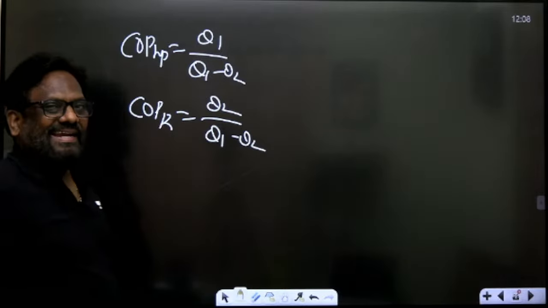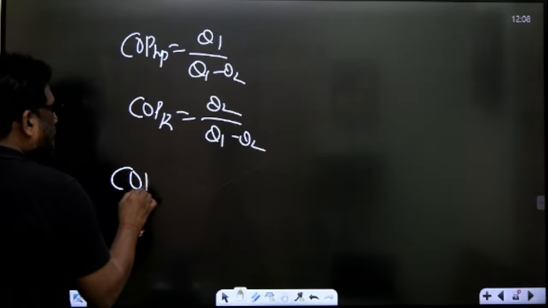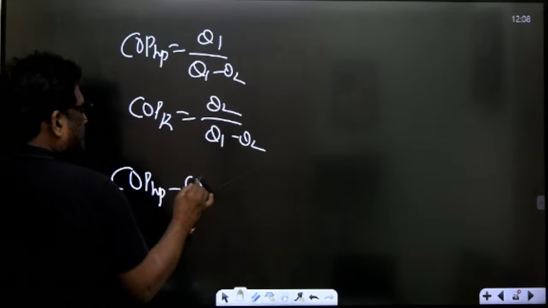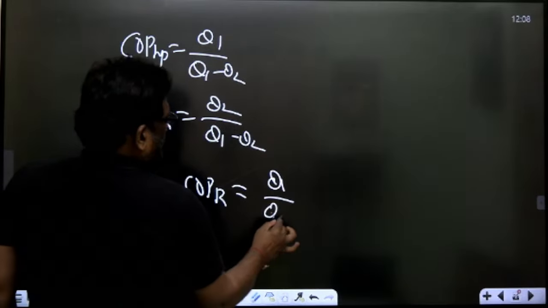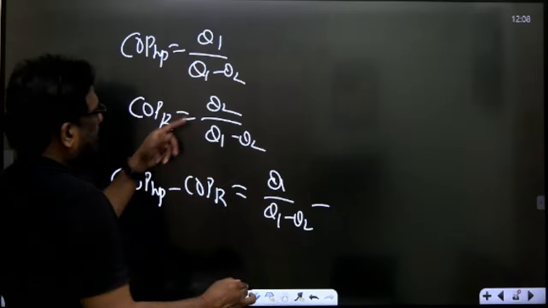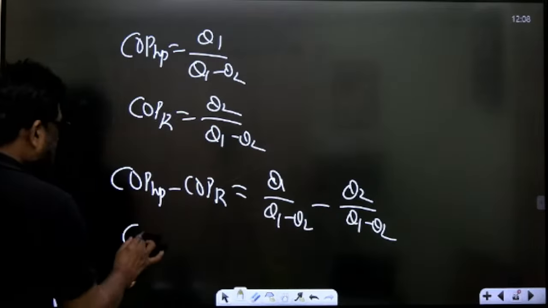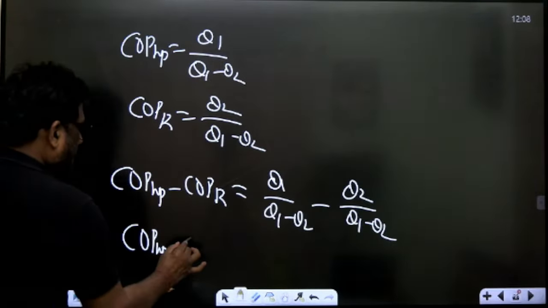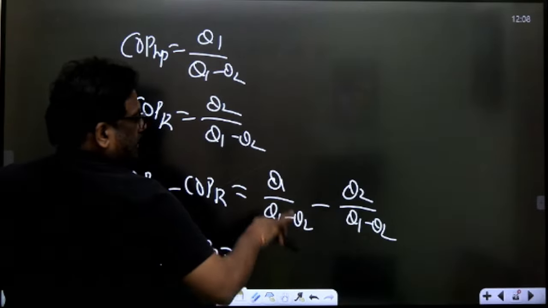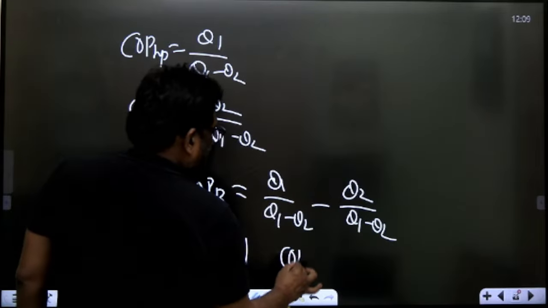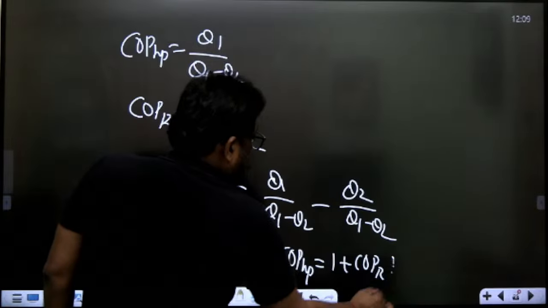If they operate ideally between same temperature limits, can I write this as COP of heat pump minus COP of refrigerator? क्या होगा sir? Heat pump is Q1 by Q1 minus Q2 and refrigerator is Q2 by Q1 minus Q2. So therefore, COP of heat pump minus COP of refrigerator is equal to Q1 minus Q2 by Q1 minus Q2. ये 1 हो जाएगा. So COP of heat pump is equal to 1 plus COP of refrigerator. ये याद रख लेना सर.